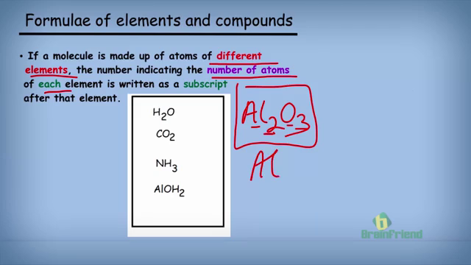They are not written like this. This would be wrong. In fact, this would just be showing us that maybe we have 23 atoms of oxygen, which is a very, very wrong representation of this compound. So we say that for each of the elements, immediately after that element, the number representing the number of atoms of that element in that compound is written after it.